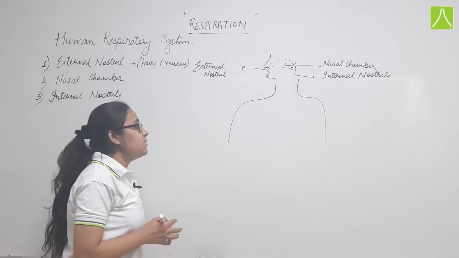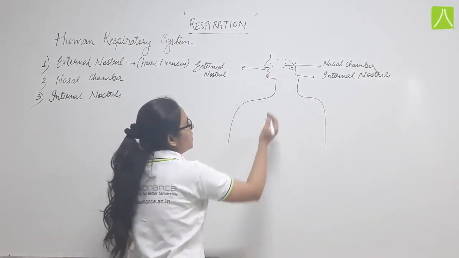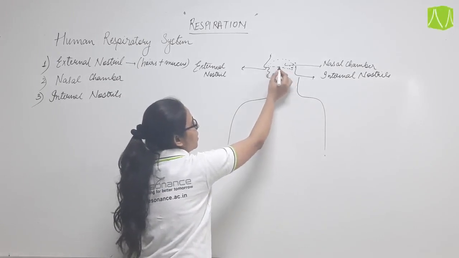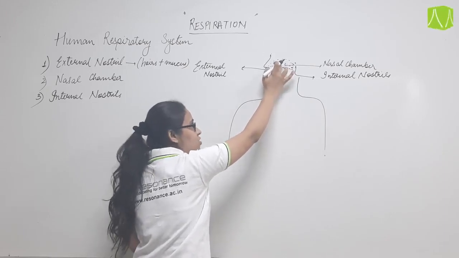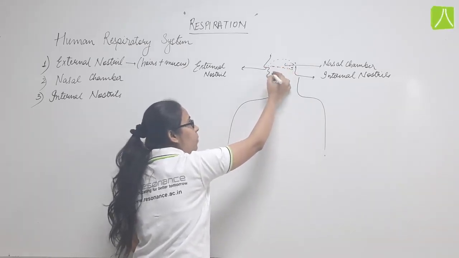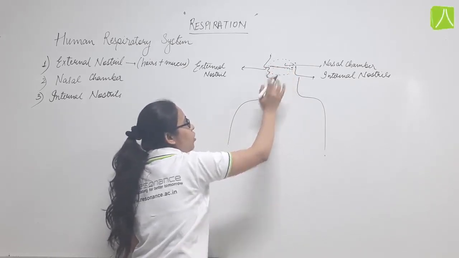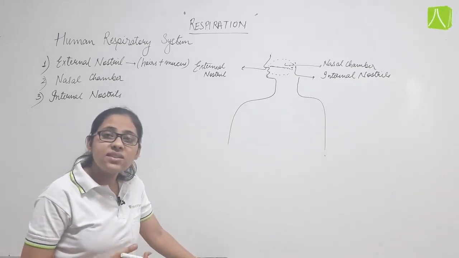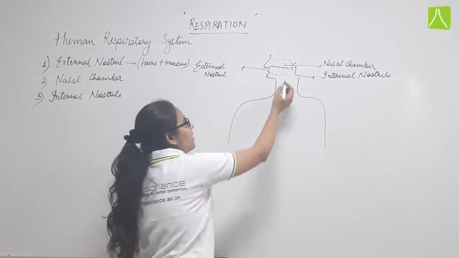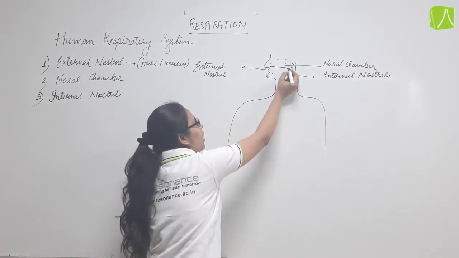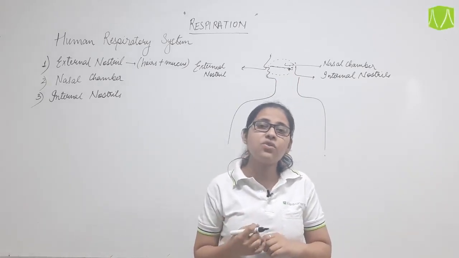Now next, we know that this is our mouth. This is the palate, the bone which separates the nasal chamber from the buccal chamber or buccal cavity. It is having uvula, a flap-like structure. Now what is the function of this uvula?